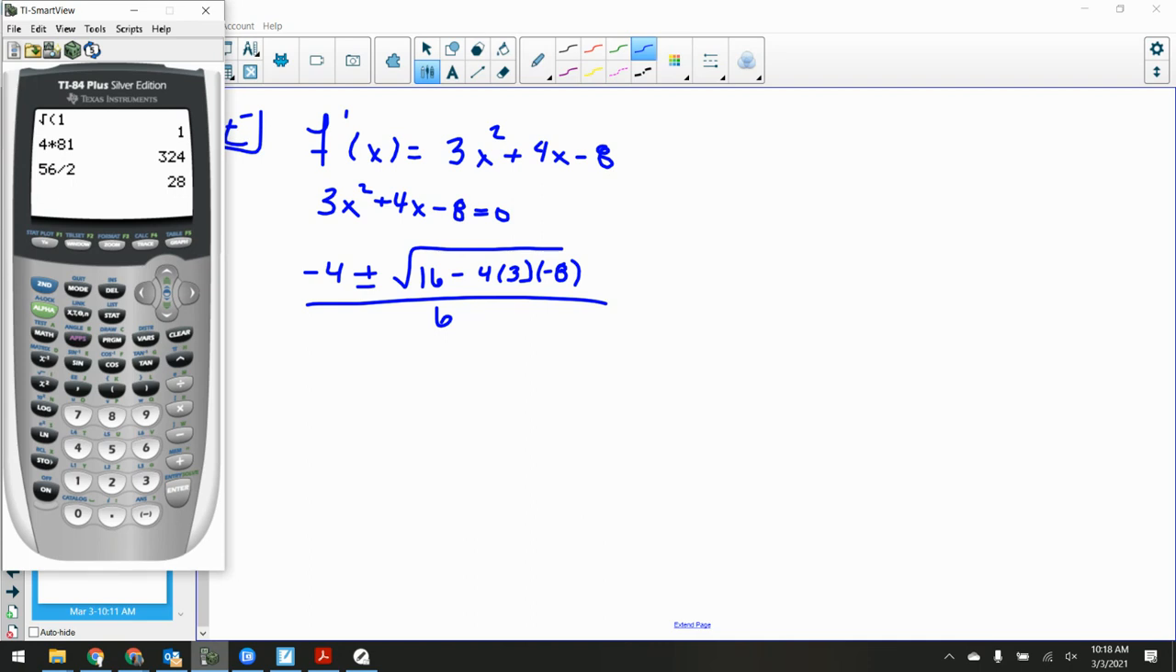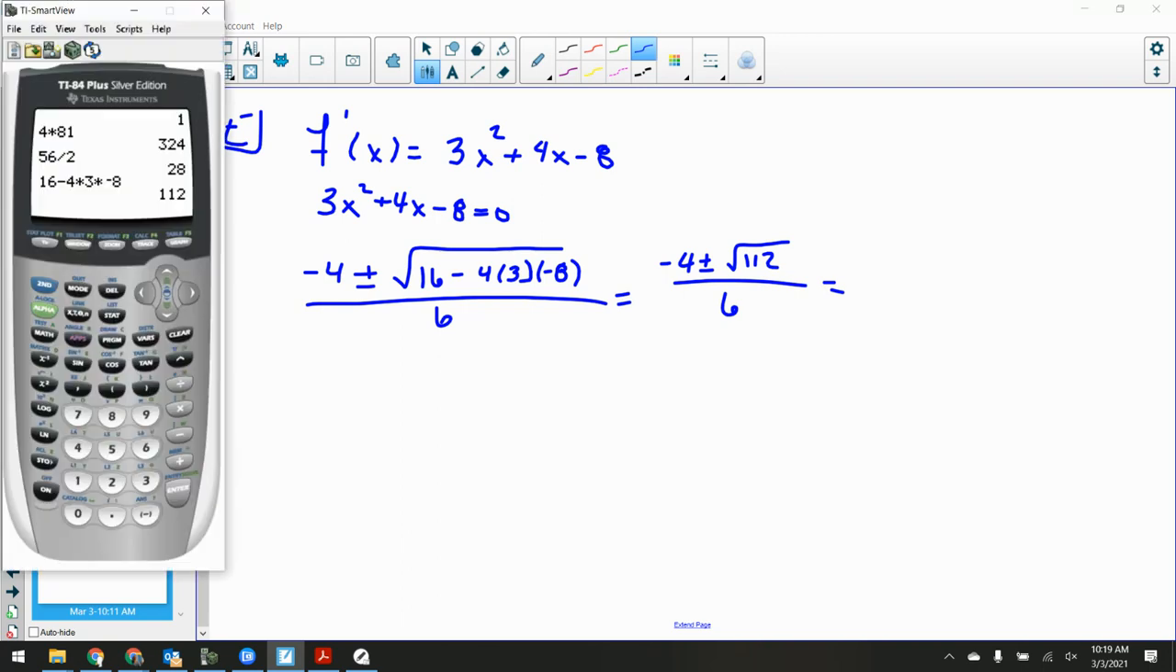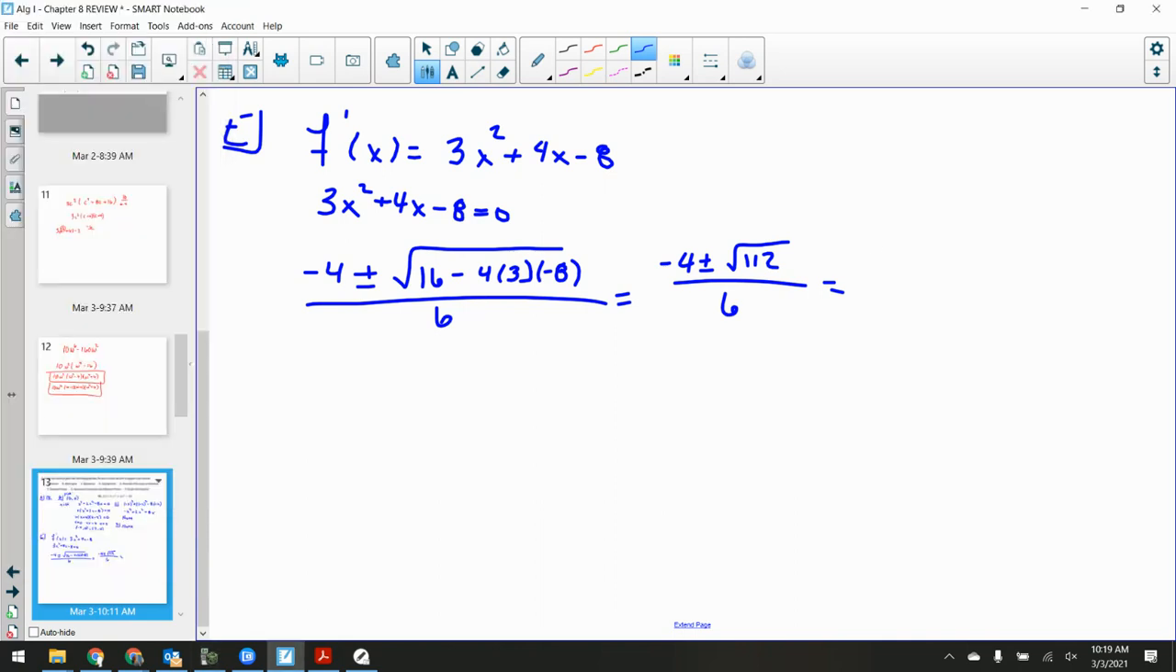16 minus 4 times 3 times negative 8. So my discriminant is 112. So negative 4 plus or minus the square root of 112 all over 6, which is, the square root of 112 is 10.6. So negative 4 plus or minus 10.6 all over 6.